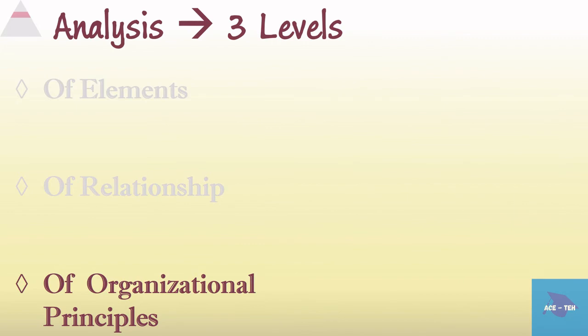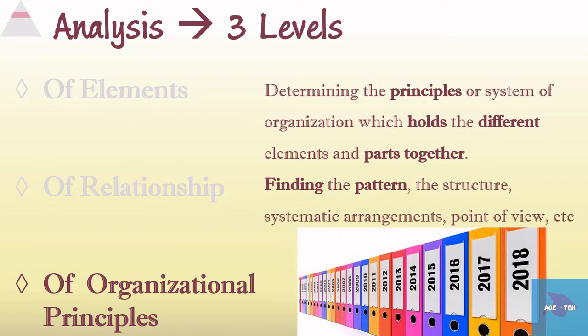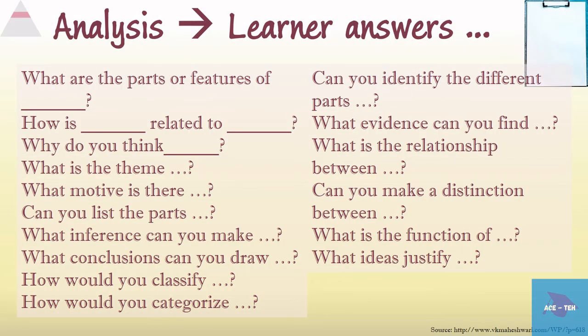Analysis of organizational principles involves determining the principles or system of organization that holds the different elements and parts together. It involves finding the pattern, the structure, systematic arrangements, point of view, etc. Now take a look at the questions inherent in the analysis level.